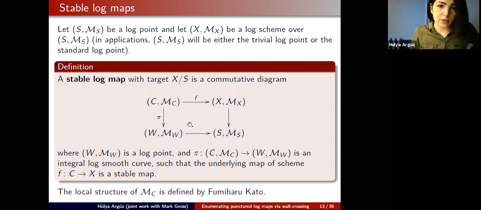And the local structure of M_C, what is M_C you consider, you can define it, and the work of Fumiharu Kato describes this from the condition that π is log smooth. Once you know what W is, once you know what π log smooth is, you can describe the stalks of your log scheme, and these are classified by the theorem of Kato.